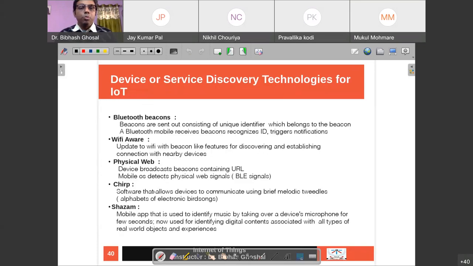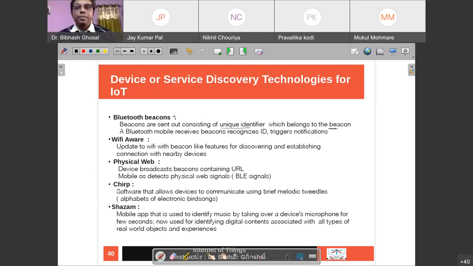So the most efficient service discovery technology, or the most popular one, is a Bluetooth beacon. What is it? You make use of Bluetooth devices, you make use of the Bluetooth protocol. So if a particular device wants to identify itself, or it wants to make itself identifiable, it sends out beacons. Okay, beacons, as you know, are some kind of electromagnetic wave that you send out, whether sound or light or whatever. So it is going to send out some beacons. And these beacons will contain the unique ID of that particular device, right? So the beacon will be having the ID, and the ID will be specific to the beacon that is coming out of a device.